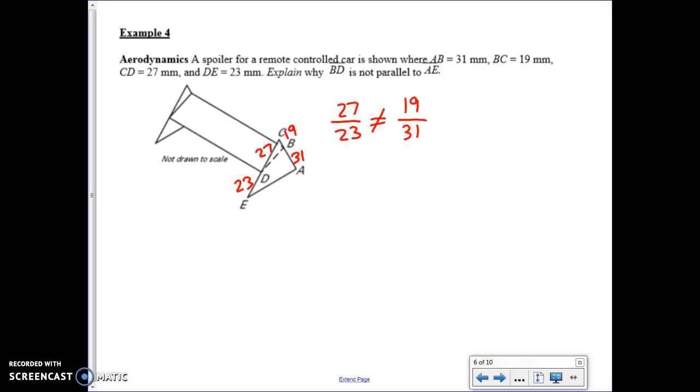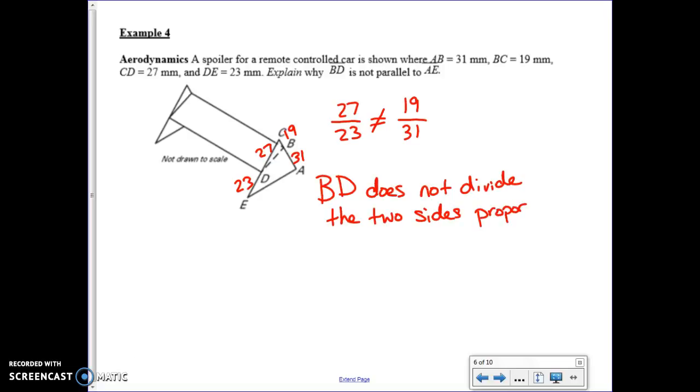So if the ratios are not equal, then BD is not dividing the two sides of the triangle proportionally. So BD does not divide the two sides proportionally, which makes it so that the segments are not parallel to each other.